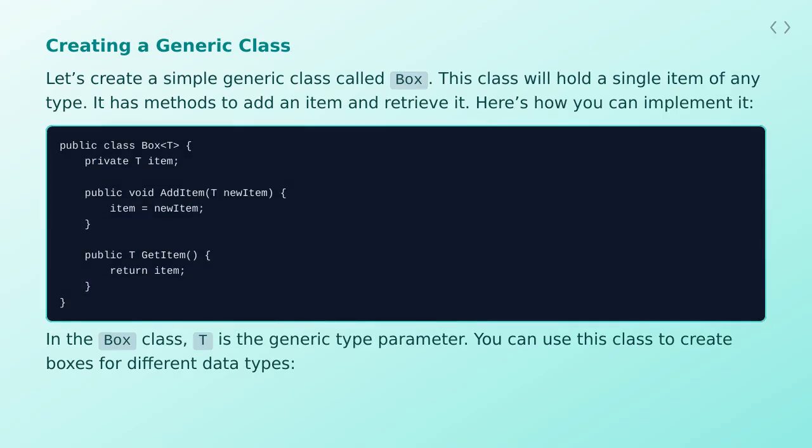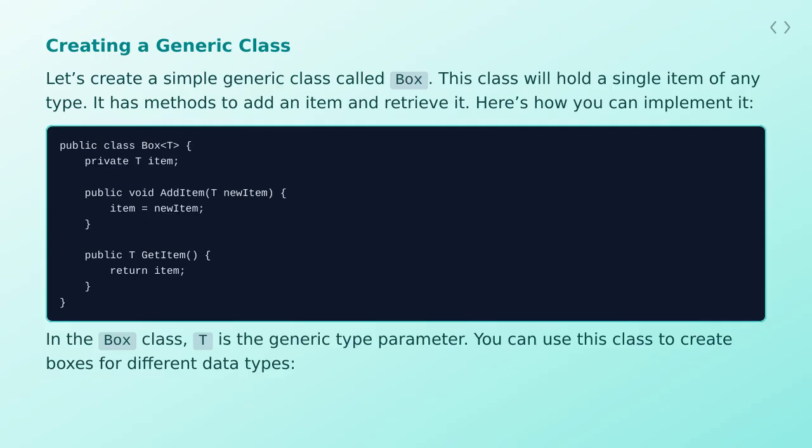Now, creating a generic class. Let's create a simple generic class called box. This class will hold a single item of any type. It has methods to add an item and retrieve it. Here's how you can implement it. This slide introduces a class definition. Study the structure in the code sample.